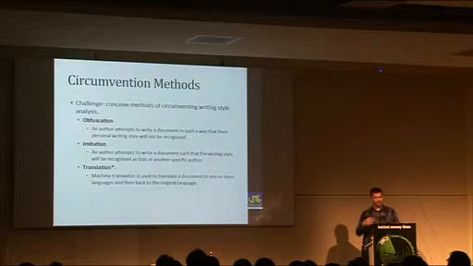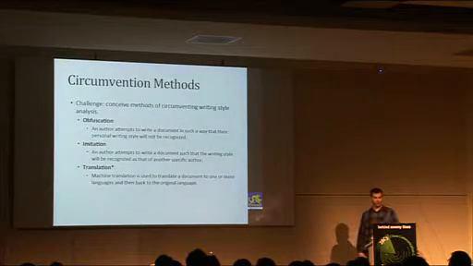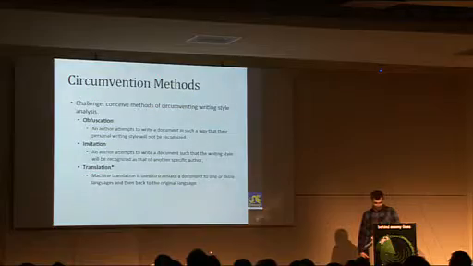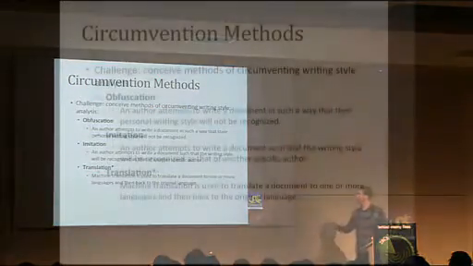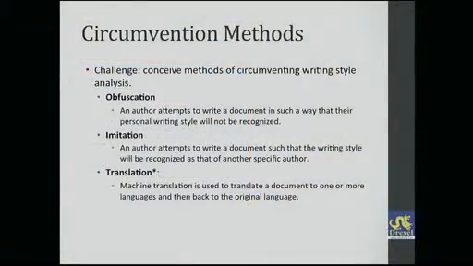Well, we think that maybe that's not true, so we came up with a few different circumvention methods. One is the obfuscation method, where an author attempts to write a document in a way that just hides their own writing style. The second is an imitation method, where an author attempts to write a document such to specifically imitate another author. In our examples here, we chose the author Cormac McCarthy for people to try and imitate.